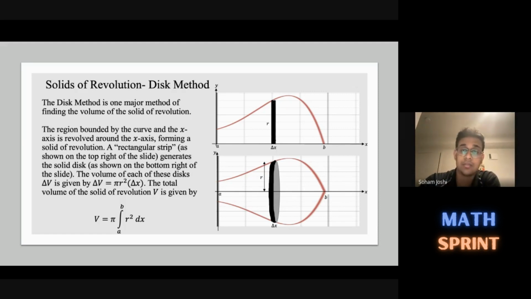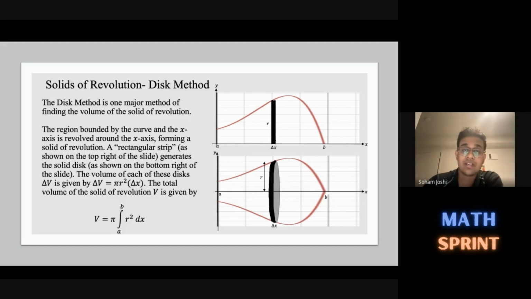So now look at the image on the bottom right of this slide. You can see how one 2D rectangular strip generates a 3D solid disk by being rotated about the x-axis. The radius of this solid disk is just r, which is also the height of the rectangle. The volume of this one circular disk is delta V. Now, you know that the area of a circle is just pi r squared. The thickness of this disk is delta x. And delta V is equal to pi times r squared times delta x.